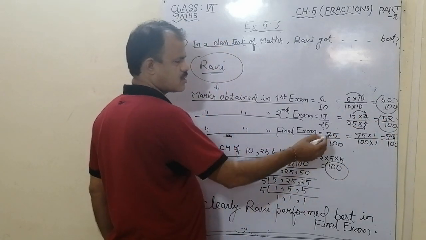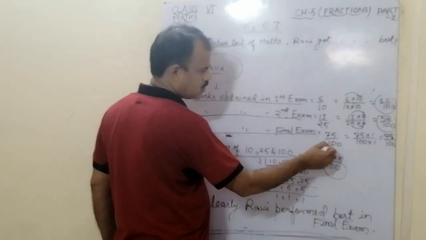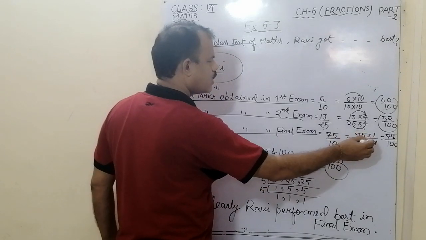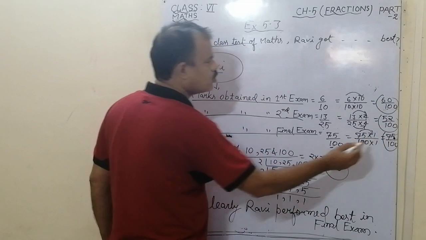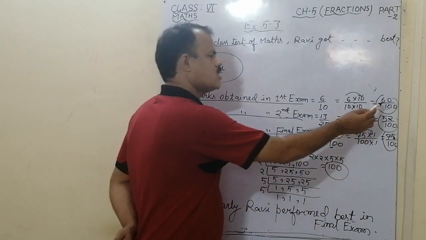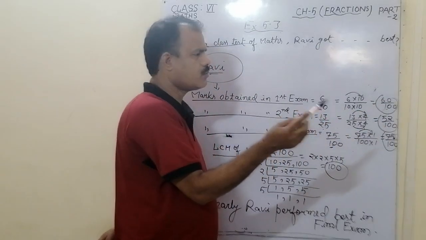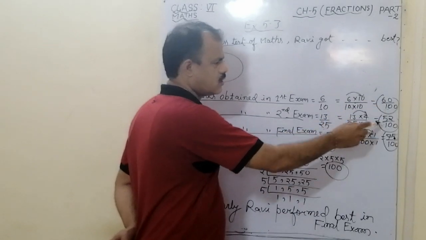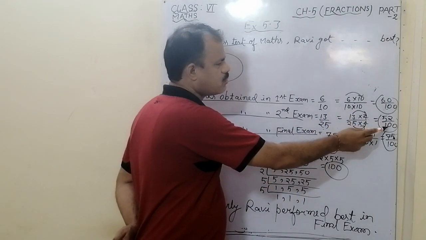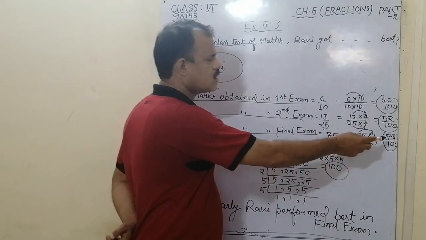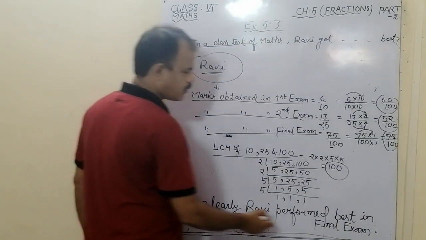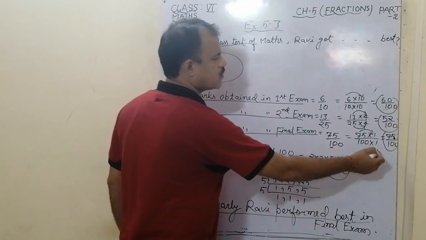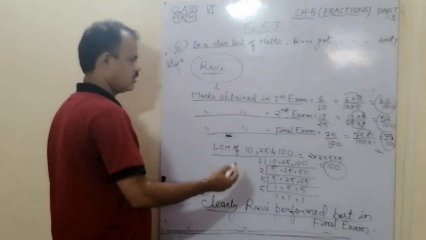Okay. And next, 75 by 100. It's already 100, so we multiply by 1. So 75 times 1 is just 75 by 100. Now look here. This is 60 by 100. In the first exam he got 60 marks out of 100, in the second exam 52 marks out of 100, and in the final exam 75 out of 100. So clearly Ravi performed best in the final exam, 75 by 100.